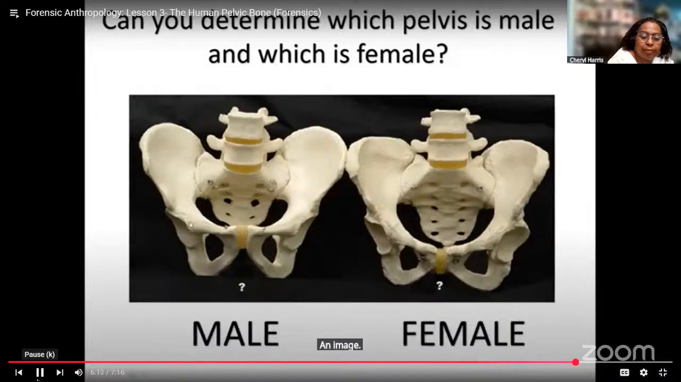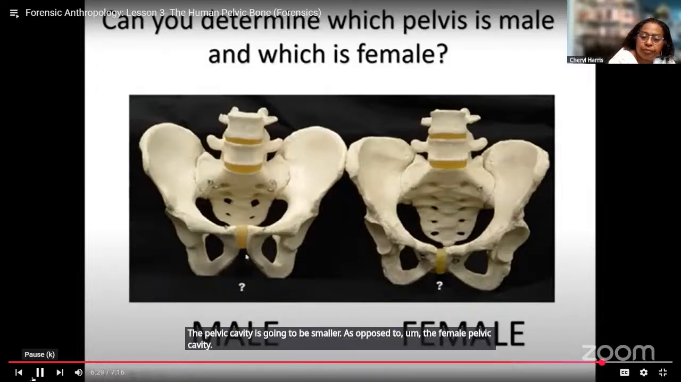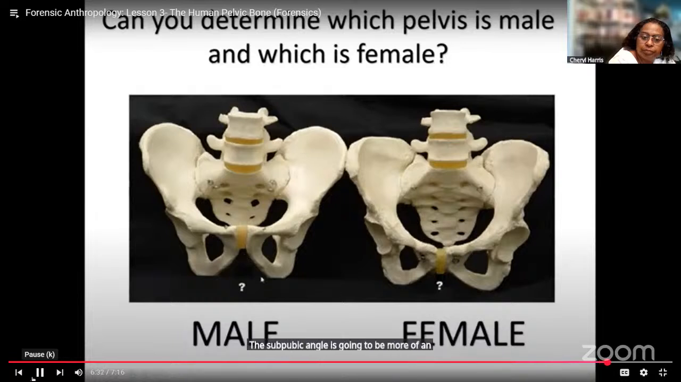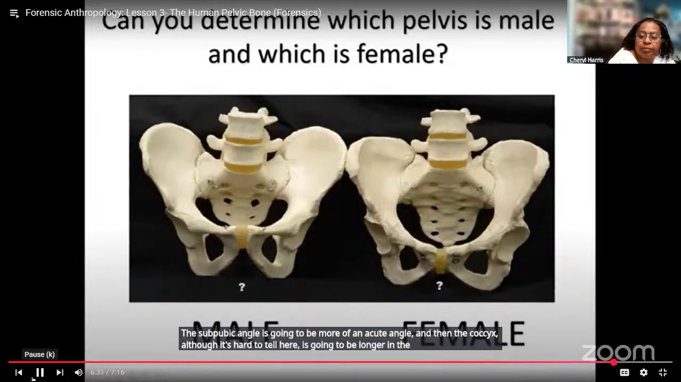So overall, the male pelvic bone is going to be more rugged. The ilium, which are the hips, are going to be more narrow and upright. The pelvic cavity is going to be smaller as opposed to the female pelvic cavity. The subpubic angle is going to be more of an acute angle. And then the coccyx, although it's hard to tell here, is going to be longer in the male pelvis.